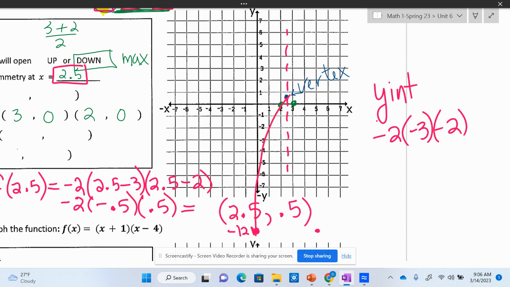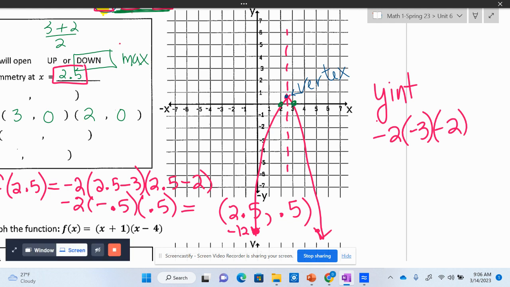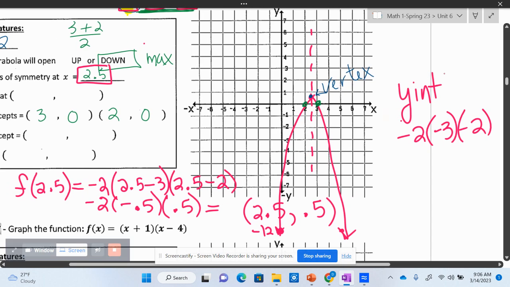We're going to practice this again tomorrow. We're going to practice this all week. So that's kind of a sketch of your parabola.